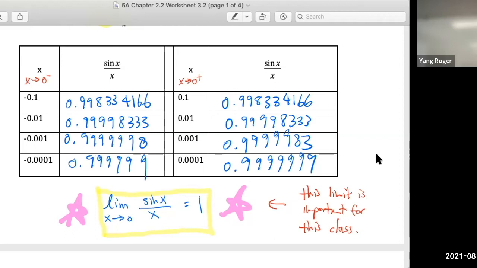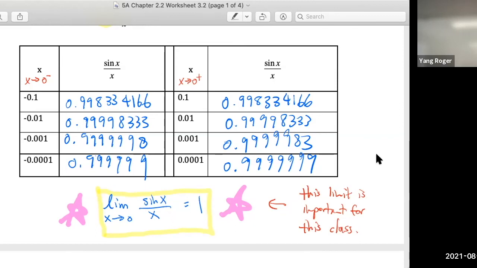And when I look at this string of numbers, where does it look like this ratio sine x over x is going? It looks like it's going to 1. If I come from the other side, I come from the positive side, this guy also looks like it's going to 1 as well. Okay. So since I get the same thing when I come from both sides, in this particular case, we have this, the limit as x goes to 0 of sine x over x is equal to 1.